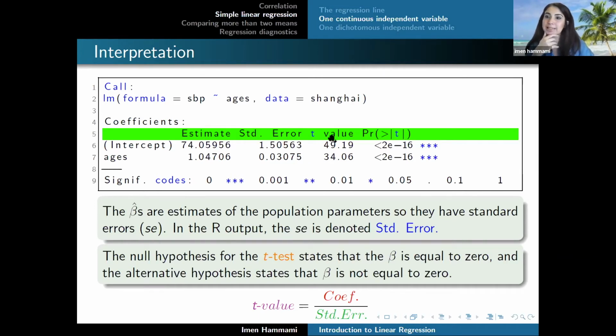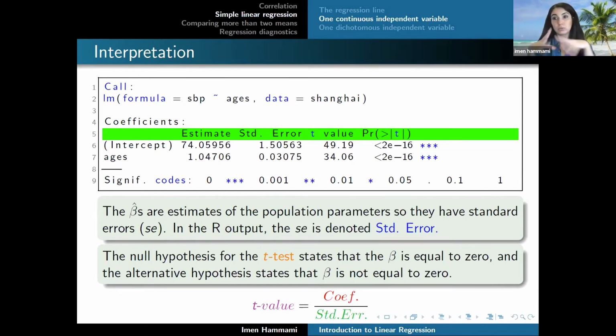These are related to the t-test. The t-test here is going to test whether the estimates are equal to 0 or not. What does that mean? If I have a slope that is equal to 0, it means I have a horizontal line like this. It means there's no association. I need the slope to go a little bit like this and not like that. So in linear regression, a horizontal line means no association.